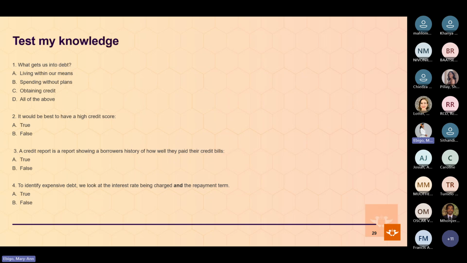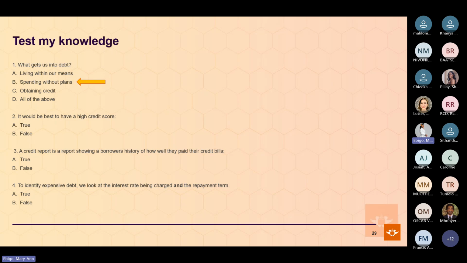So just to quickly test the knowledge, I'll quickly go through this one. The first question is, what gets us into debt? A, living within our means. B, spending without plans. C, obtaining credit. Or D, all of the above. The correct answer is B, spending without plans. A is not correct, you're supposed to live within or below your means. C, you are allowed to obtain credit, just be smart in what you're obtaining. So that's why those two are not correct.